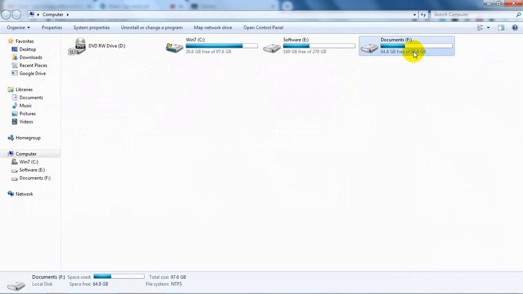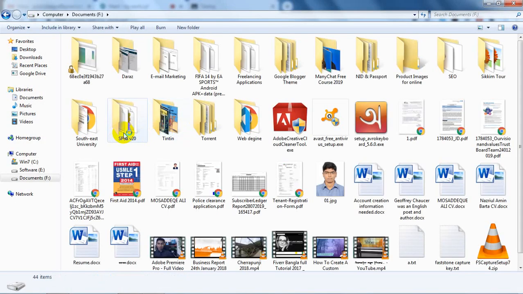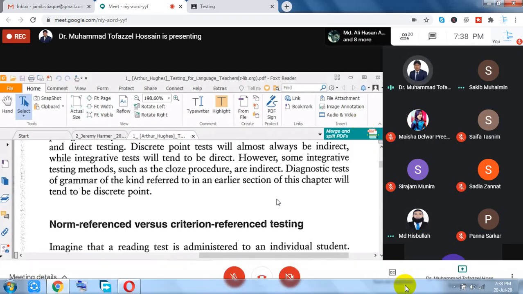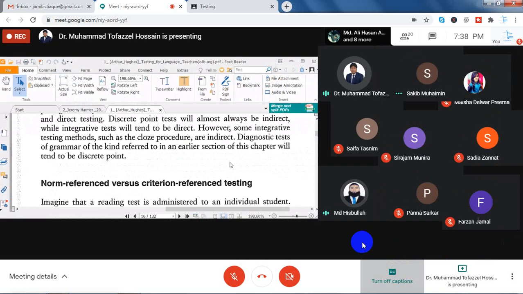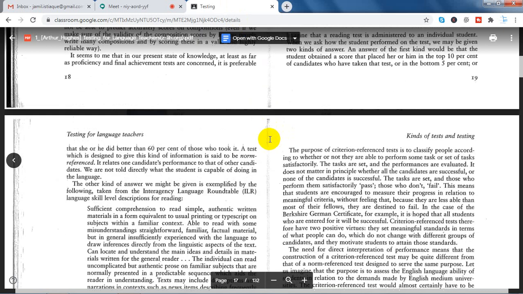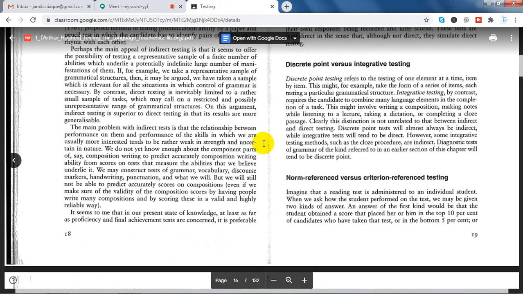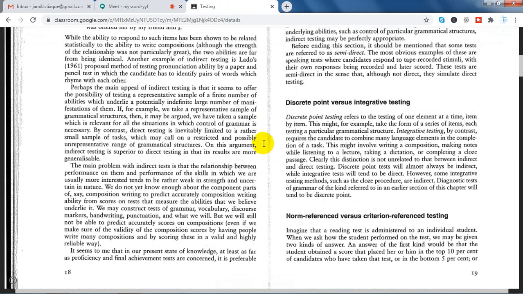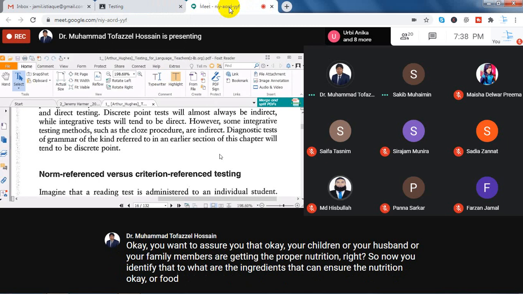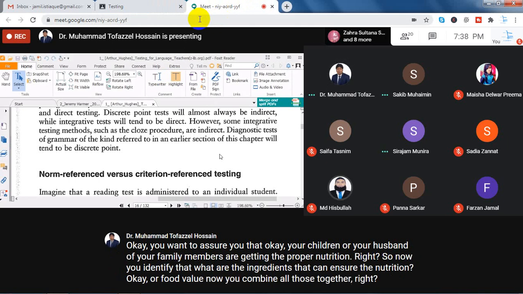You'll be very surprised to know that I have some special creative dishes. So I combine all those, what you can imagine. Even I take fruits with the hotspot, for example, of your children. Undoubtedly you want to assure that your children or your husband, your family members are getting the proper nutrition, right? So now you identify what are the ingredients that can ensure the nutrition, or food value. Now you combine all those together, right?